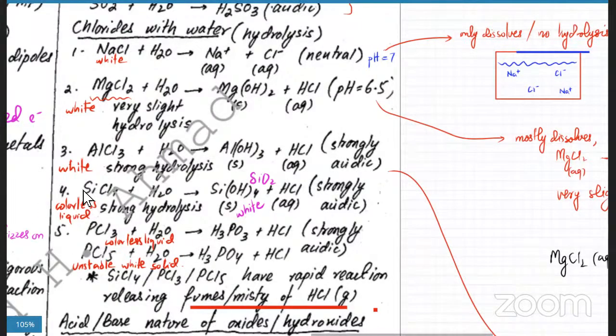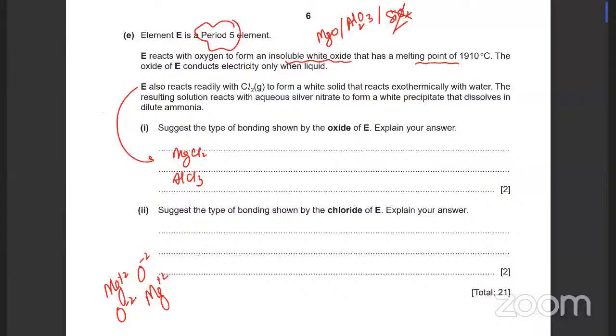Si has already been removed. So it's these two, and you can remove MgCl2 from this. Is that clear as well? We can safely remove MgCl2 because it's not going to react exothermically with water. It's going to have almost no reaction with water.